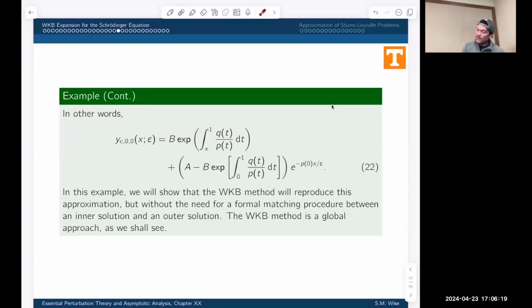Now, it doesn't matter whether P is positive or negative. If P is negative, then it will understand to locate the boundary layer. It's a little bit like AI, you know, it's the original AI. So it'll know that the boundary layer is at the right-hand endpoint rather than the left-hand endpoint. Seems kind of magical, but that's because WKB is a global method, and it takes care of everything at once.